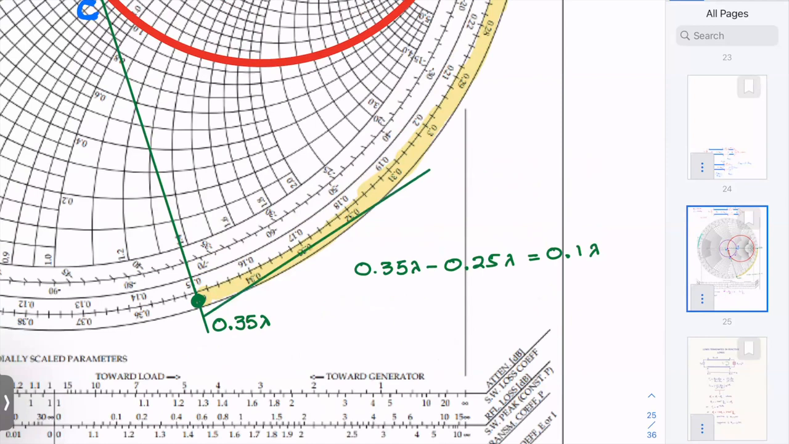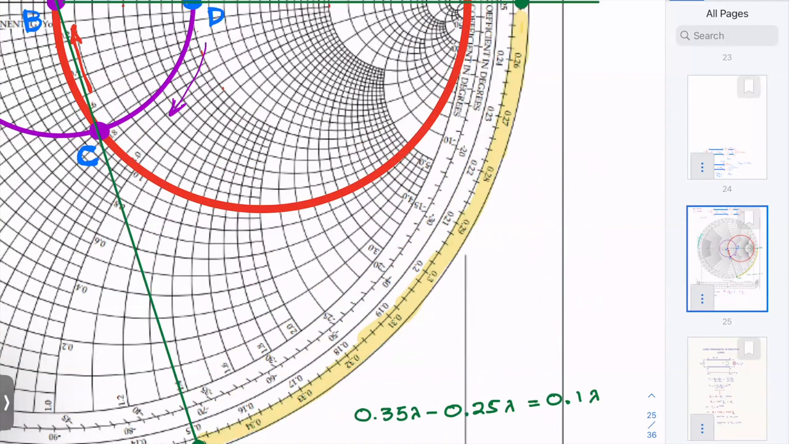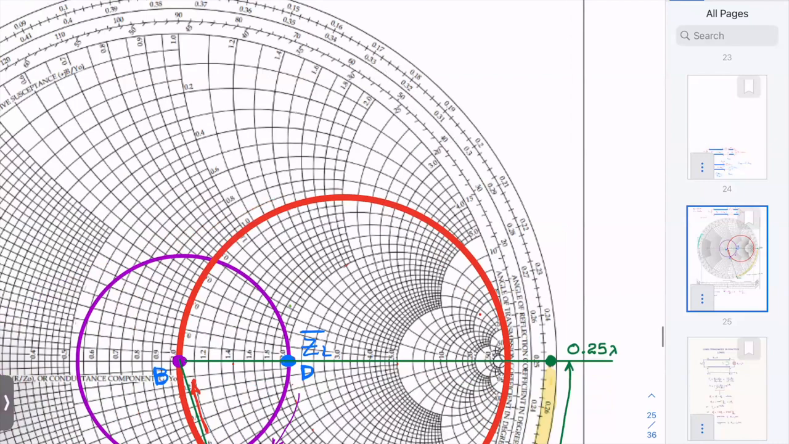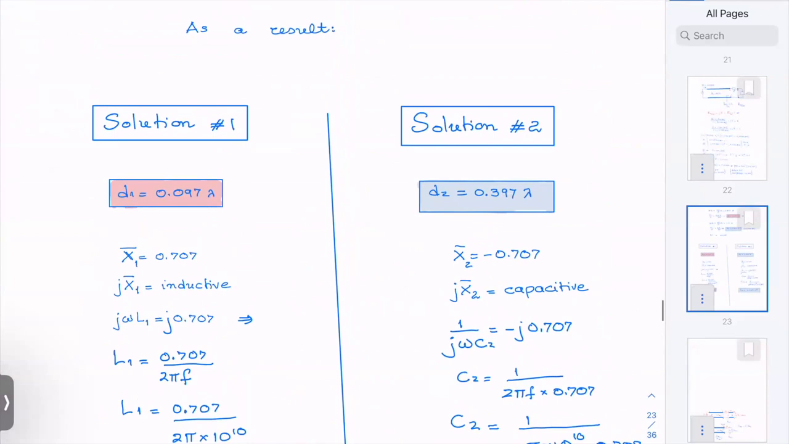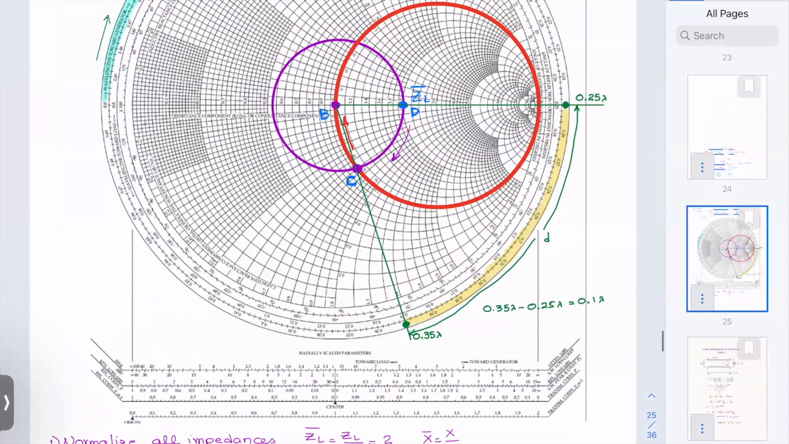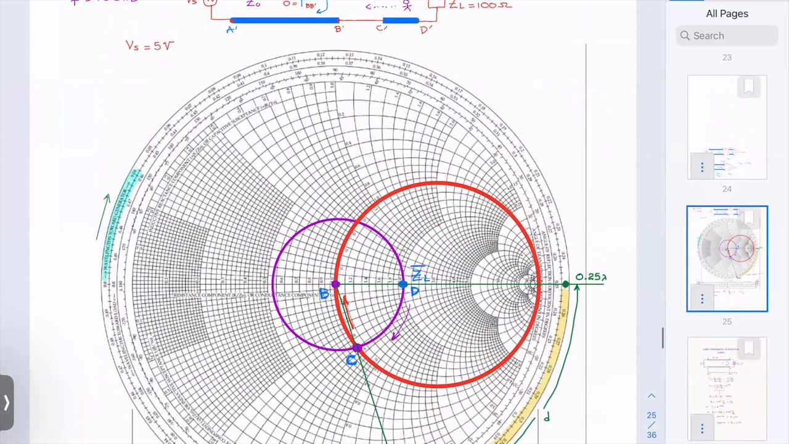Okay, let me erase that. The distance, let me do it so it does not go to here, from there to there. This is D. Let's see, did we get D when we solved the problem? Ah, very close. I got 0.097, so we got 0.1 in this one. In fact, the lines that I got are very good, very close. So now I found D to be 0.1 lambda.